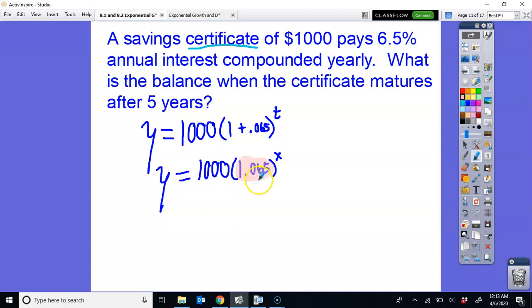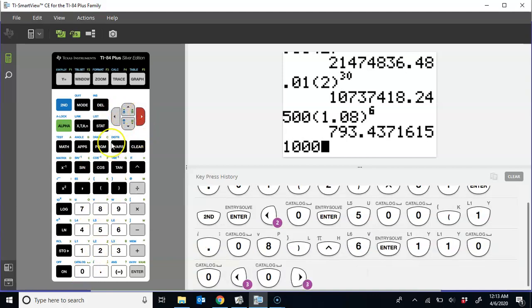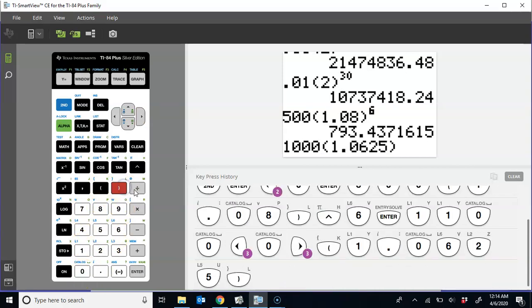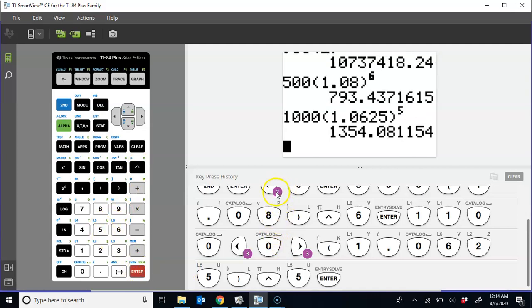So now we want to figure out how much money is in our savings certificate, what it's worth after 5 years. So we take our function, we use our calculator to plug in 5 years for the time, or 5 for the x. So we take out the calculator, 1,000 times 1.065 raised to the 5th power, and you get $1,354.08.